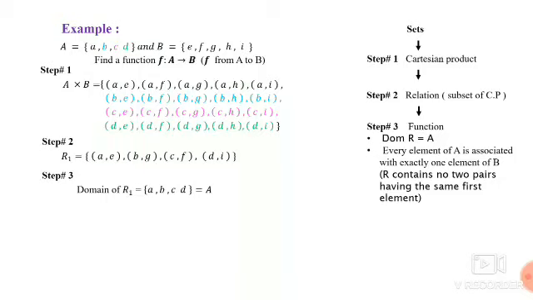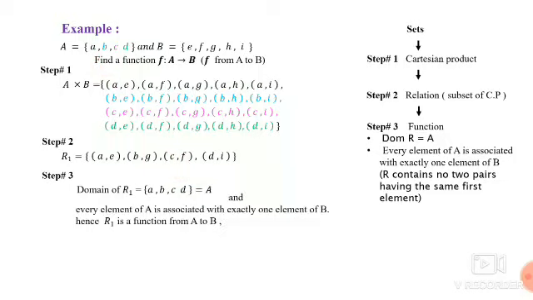The first condition: make the set of domain. We have learned that the set of domain contains all the first elements of the ordered pairs. So the set of domain will have A, B, C and D. Here we can see that the set of domain is equal to set A, so our first condition is satisfied.